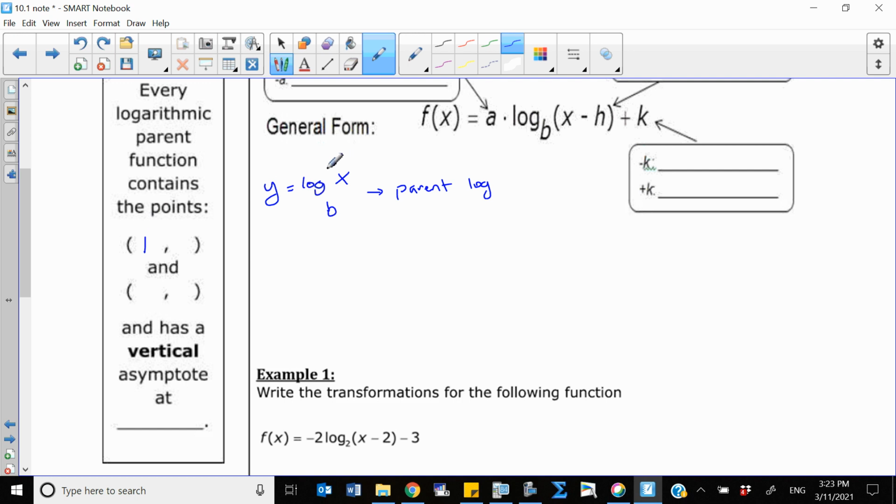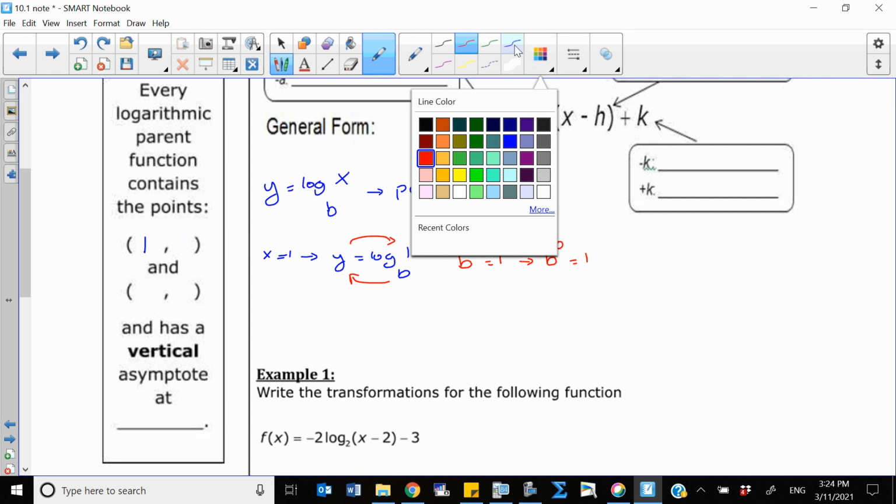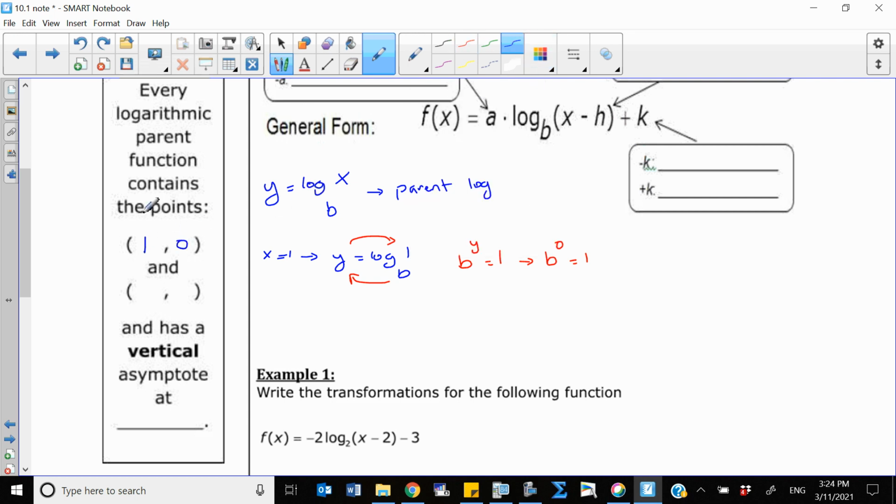So when x is equal to 1, then y is equal to log base b of 1. What is the meaning of this log? As we talked before, this means b to the power of a number, y, is equal to 1. So b to the power of what number is equal to 1? We know that it's 0, because anything to the power of 0 is always 1. So this point is (1, 0). This is one of the points.